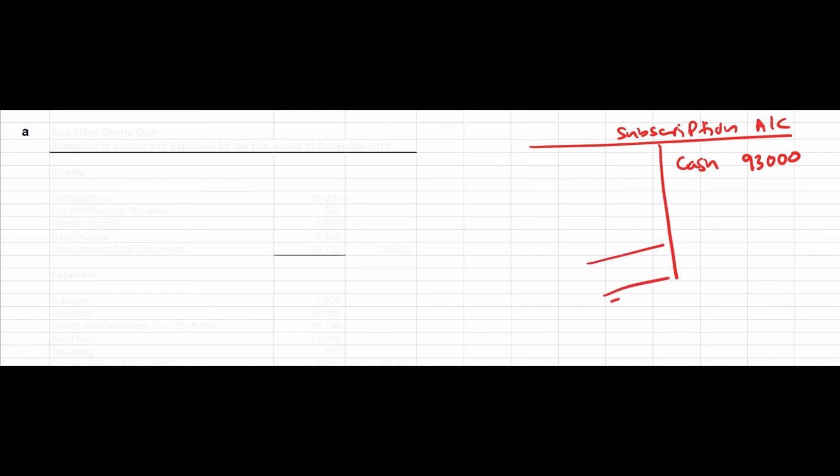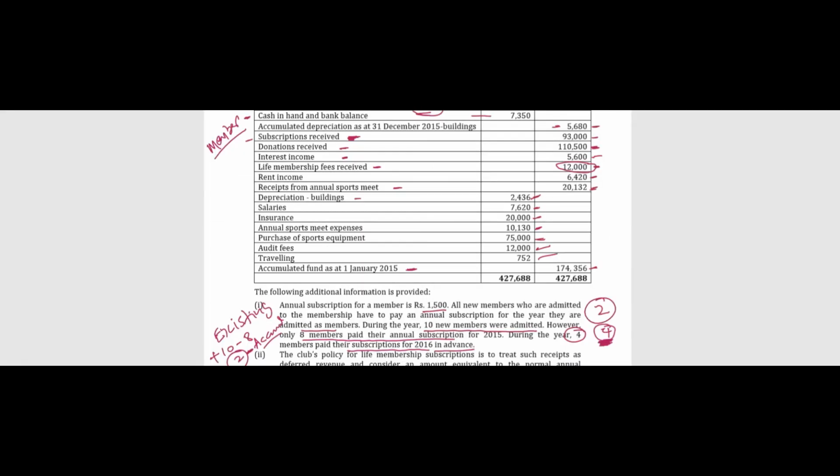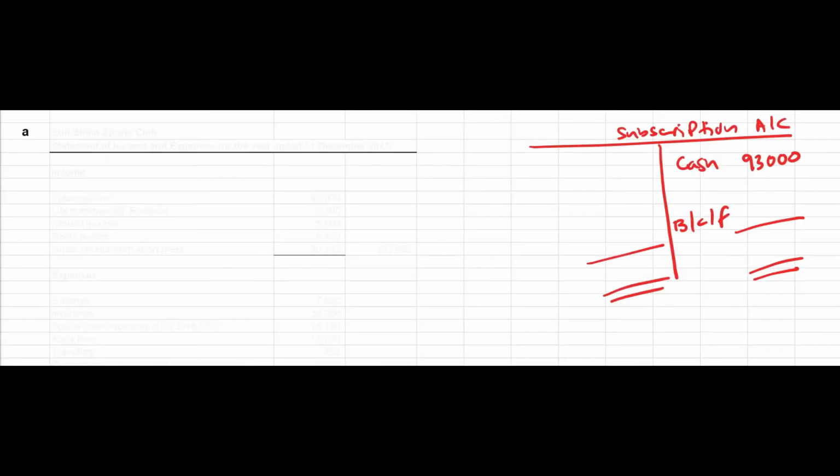If you prepare a subscription account, for example, let's say this is the subscription account, you would have debited cash, and this one is 93,000. So you received 93,000, okay, and of which receivable balance carried forward. How much is the receivable? 2 members. So 2 members into 1500 is 3000. So 3000 is receivable. So therefore this has to be carried forward.